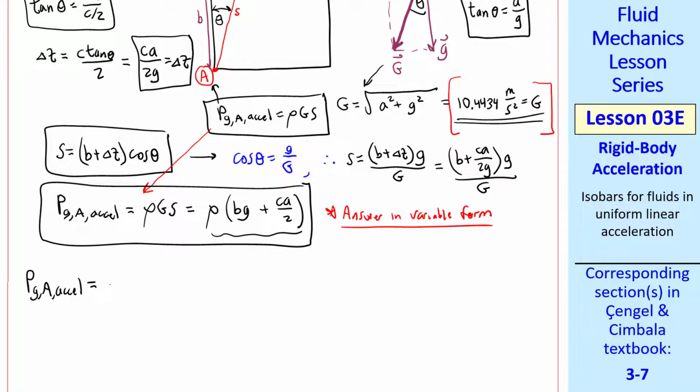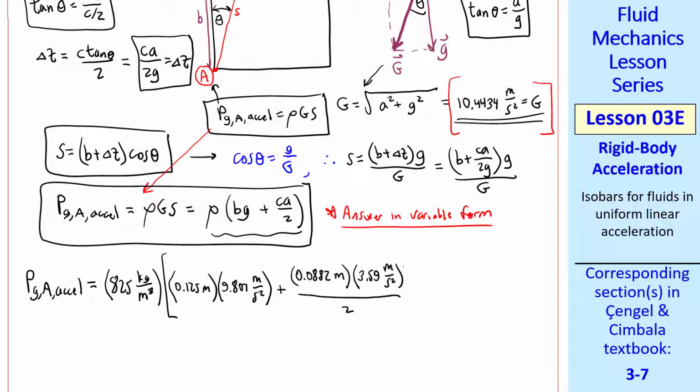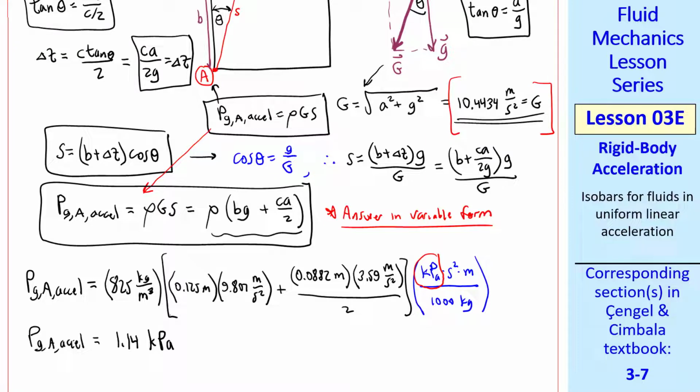P_gA for the accelerating case is the density times the quantity, b times g plus c times a over 2, close bracket. And for convenience, let's use our combined unity conversion factor from above, kPa second squared meter per 1,000 kilogram. You can verify that all the units cancel except kPa. To 3 digits, our final answer is 1.14 kPa.